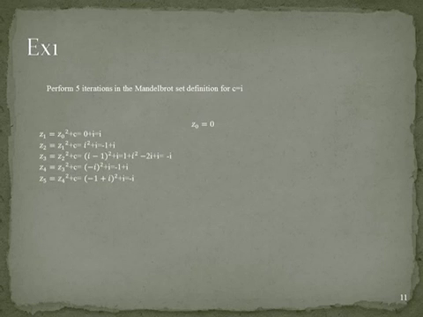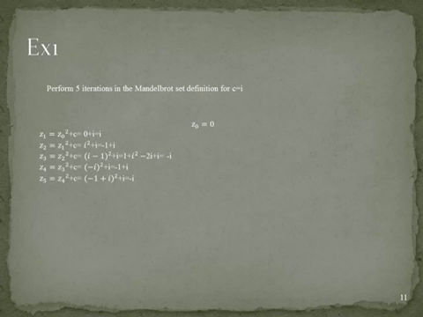So for example, if we want to make 5 iterations in the Mandelbrot set defined for c equal i, first, as we said before, z0 equals 0. The transformation is z(i+1) equals z(i) squared plus c. So z1 equals z0 squared plus c. z0 equals 0, 0 plus c, which is equal to i. Then z1 equals i. z2, which is z1 squared plus c, which is i squared plus i, which is equal to minus 1 plus i.